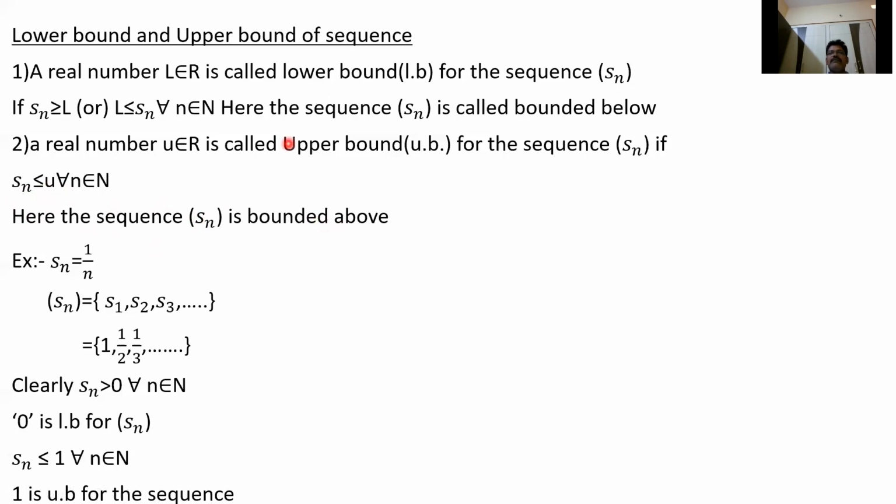When the sequence has a lower bound, it is bounded below. Or if the sequence is bounded below, it has a lower bound. If it is bounded above, then it has an upper bound. So we see one simple example on lower bound and upper bound.